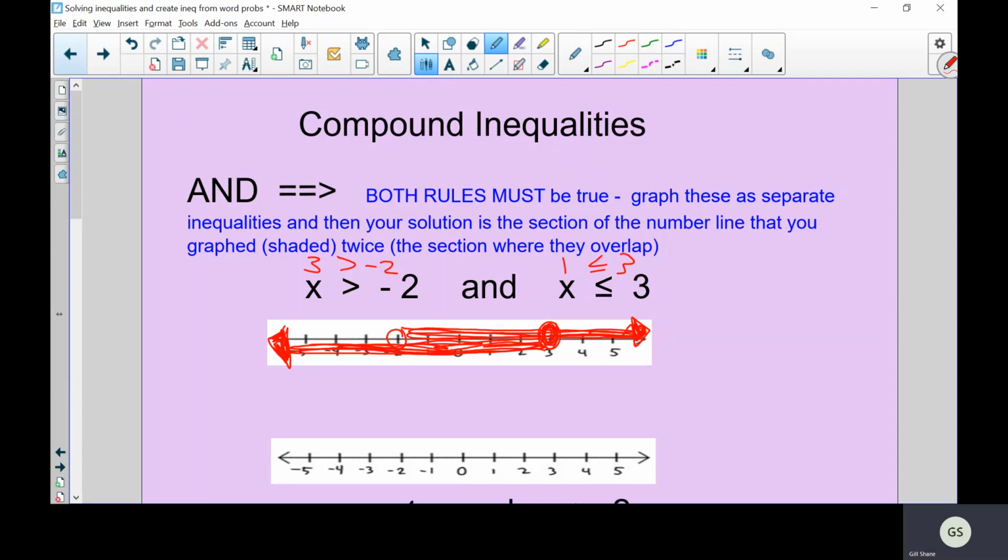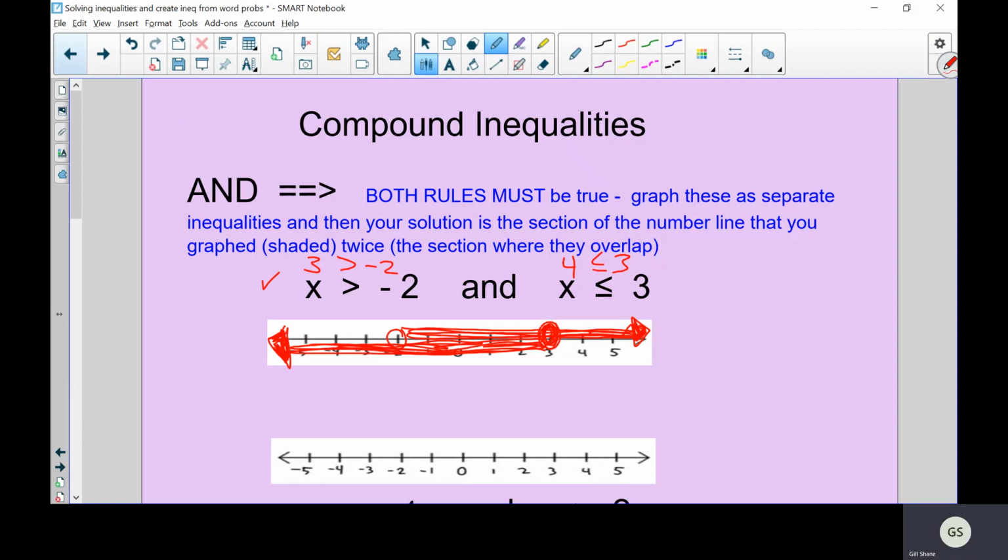So 4 is greater than -2. So we met the first requirement. We said check, yep, we met that requirement. But I've got to meet both of them in an and. So is 4 less than or equal to 3? So if I wrote 4 in, whoops, wrong place. Is 4 less than or equal to 3? Is that a true statement? No, that didn't work, right?